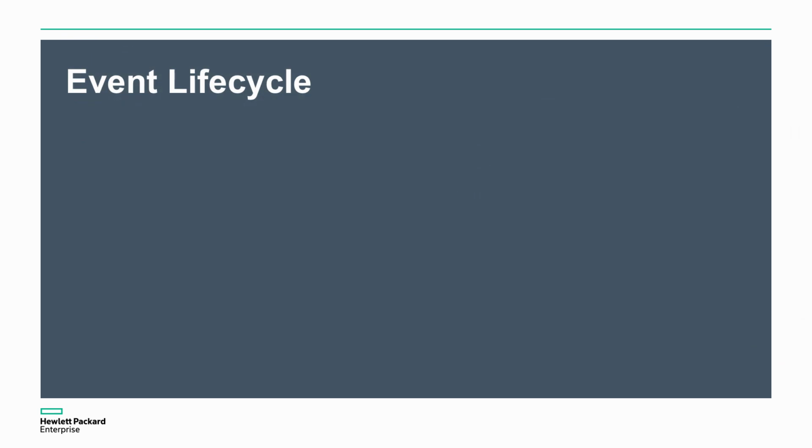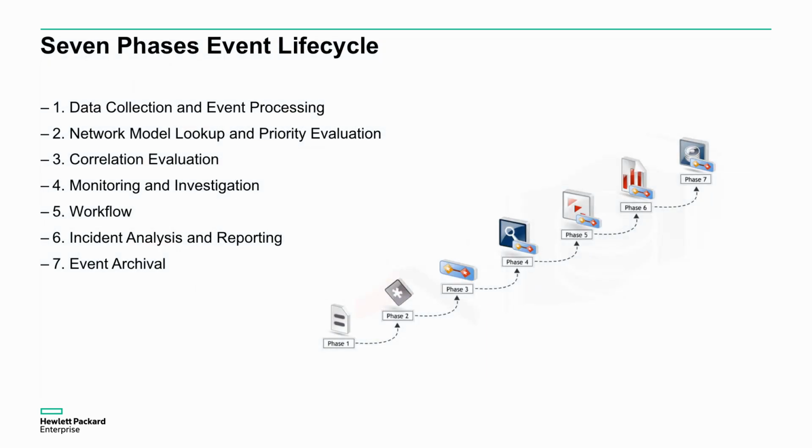So let's go through the event lifecycle now, just very briefly. It's processed in what we call seven phases, and it's pretty obvious what we're doing here, but it's worth understanding that there are different parts and components of the overall system that we're going through. So the first stage is data collection and event processing. We're getting the data in from the log sources and doing some event processing. The next stage is we're doing a network model lookup and priority evaluation. So we're trying to apply this to what we think is a logical setup of what the network is, with some naming and structures, so we can understand what location, what environment, and so on.